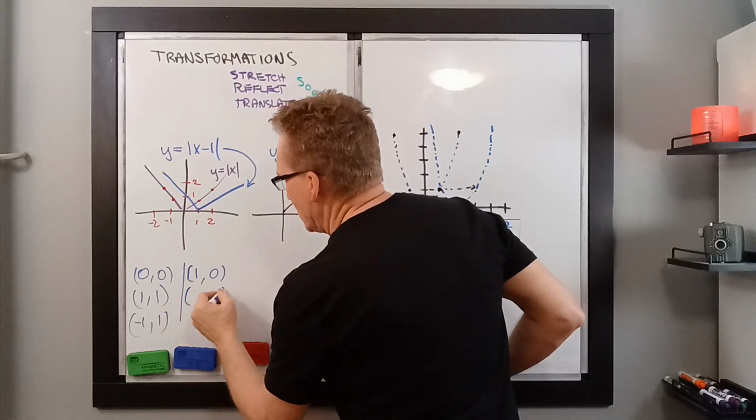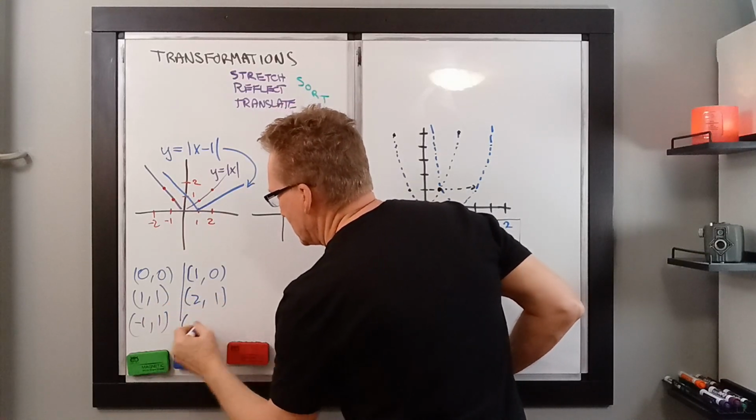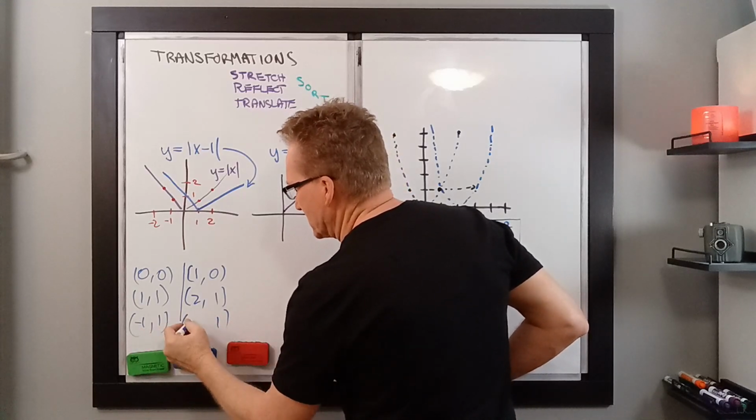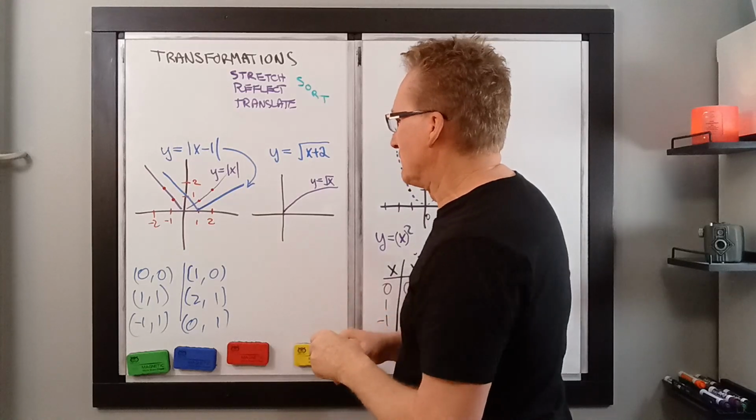And then this one over here, the y value stays the same, and the x value increases by 1, like that. Similarly over here, the x value stays the same, the y value increases by 1 to make that 0. Let's take a look at our diagram to see if that's what we did here.